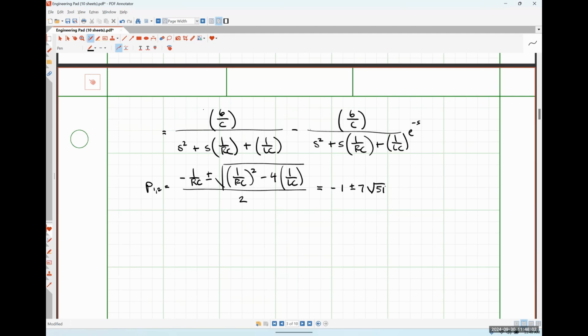7 root 51, by the way, is 49.989 repeating. It's that same 49.99 thing we got for omega d earlier. So we could probably more easily call this -1 plus or minus, sorry, that should be J, what we had for omega d. Yes. I got negative over plus or minus 7, 350.